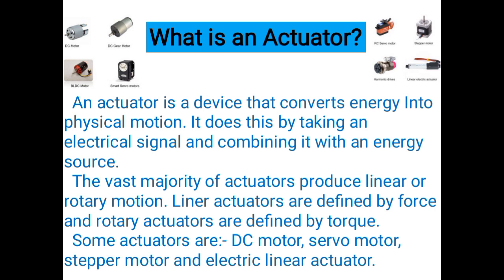What is an actuator? An actuator is a device that converts energy into physical motion. It is the opposite of a sensor. It does this by taking an electrical signal and combining it with an energy source. The vast majority of actuators produce linear or rotary motion. Linear actuators are defined by force and rotary actuators are defined by torque. Some actuators are DC motors, servo motors, stepper motors, and electric linear actuators. All these do different things. Some of them work alike, but they are distinct.